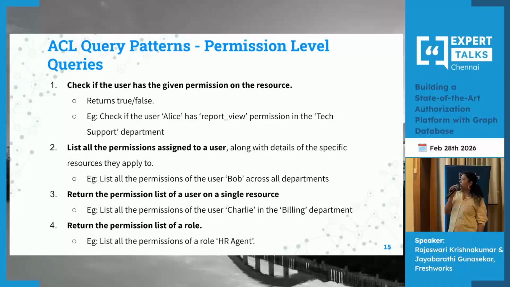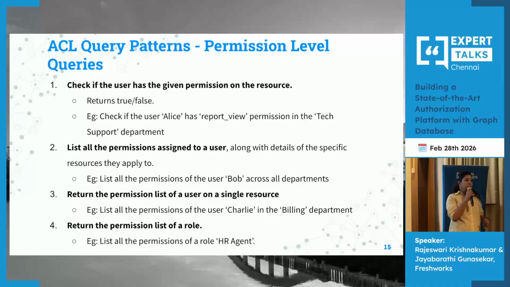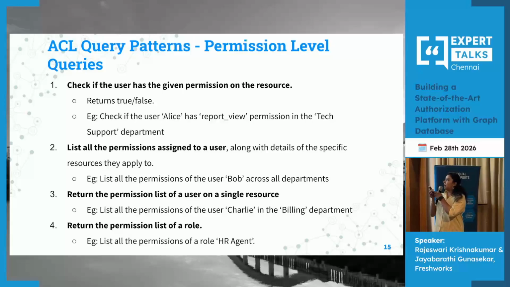So one type of access query pattern is permission level queries. You start from your permissions and ask questions based on that. For example, check if the user has the given permission on the resource, which means, check if the user Alice has report view permission in the tech support department. So here your query is based on the permission. You are checking if this user has this particular permission on this resource.